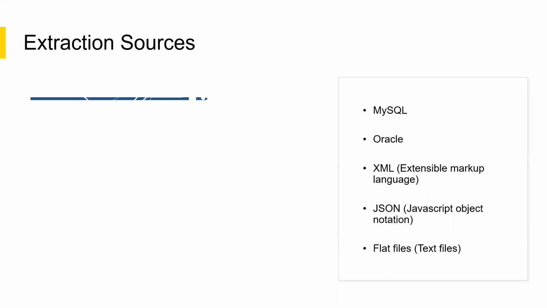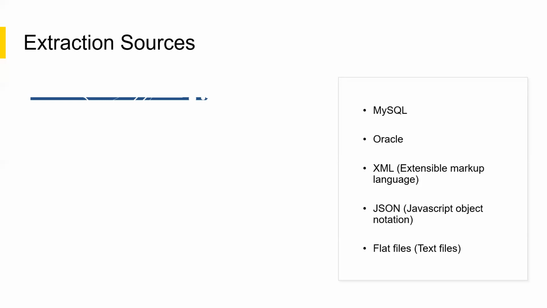XML is extensible markup language. In this, you will be getting data from your partner companies. For example, for getting the data, you are tied up with some digital marketing company. The data that you get from the digital marketing company, that is the XML extraction source.